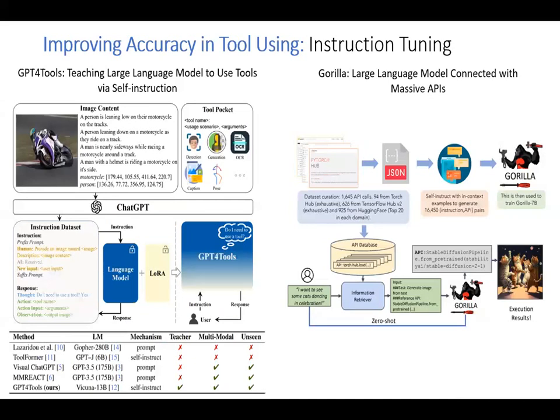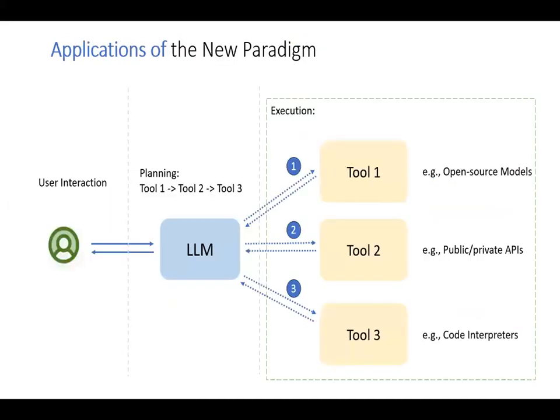And another thread on improving accuracy in tool using is to combine the system with instruction tuning. One can generate a dataset of instruction-API pairs via self-instruct to tune a smaller large language model. And by composing tools from a more specific domain, this new system paradigm can also support diverse domain-specific applications.